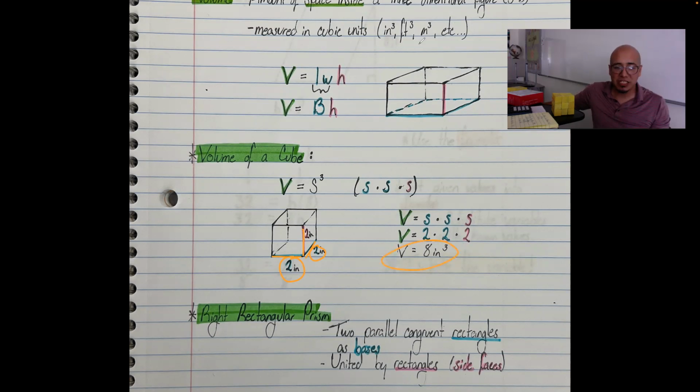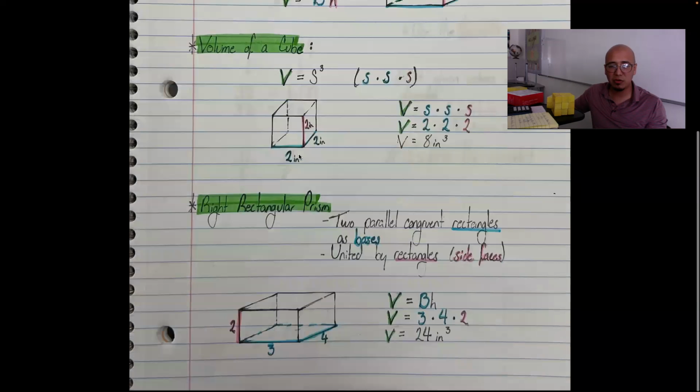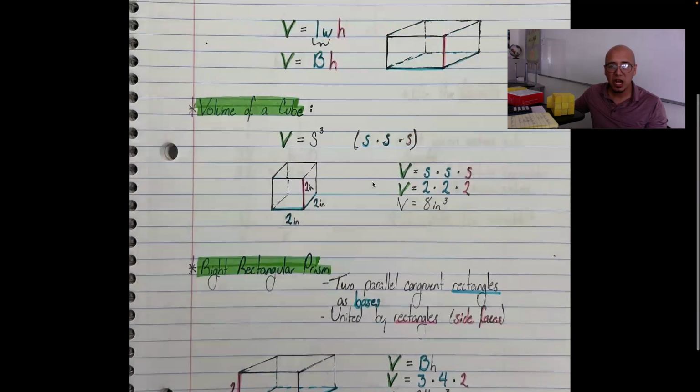And that, ladies and gentlemen, is precisely how you get the volume of a cube or a rectangular prism, which we'll talk a little bit more about later. You do get a little bit more of that here in the notes.